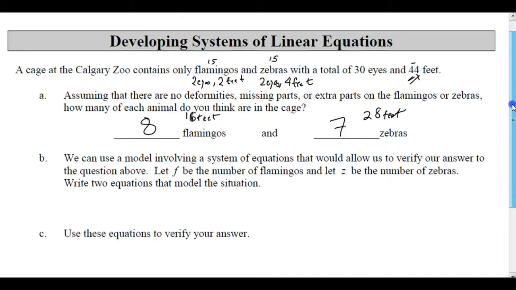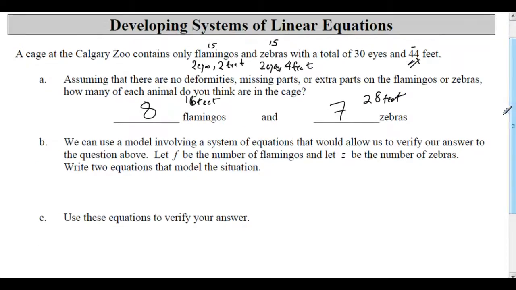Alright, we can't necessarily always puzzle out every question that way, so we can use a model involving a system of equations that would allow us to verify our answer to the question above. If we let f be the number of flamingos and let z be the number of zebras, then we need 2 equations. That's what a system is. It's more than one equation.